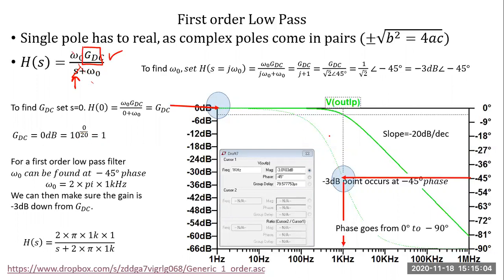Now, where's omega naught? Well, there's actually two ways to do this. One, omega naught occurs at minus 45 degrees for a first order system. So I come out at minus 45, and then I drop it down and see it's at 1 kilohertz. Okay, that's one way to do it.